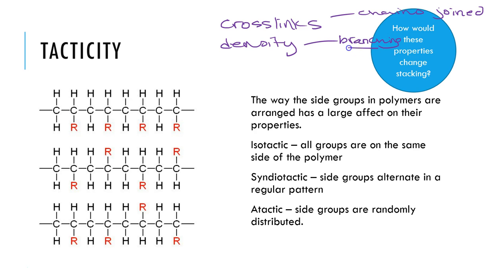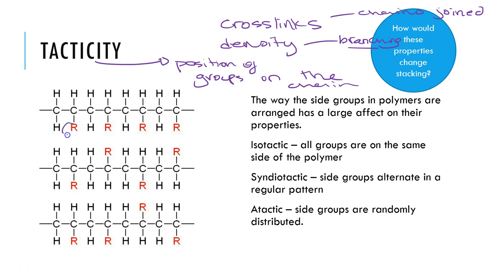The other one that we're going to look at is tacticity, which is the position of groups on the chain. Are they on either side of the chain? Are they all on one side of the chain? Are they randomly across the chain? This could be a chloro, this could be a branch, it could be any number of things that we have attached into our polymer to give it particular properties. The way these side groups in the polymers are arranged has an effect on their properties, particularly if they're polar or something like that.